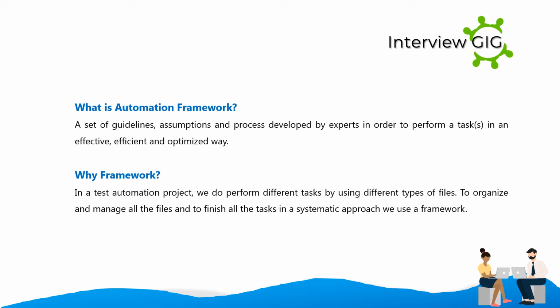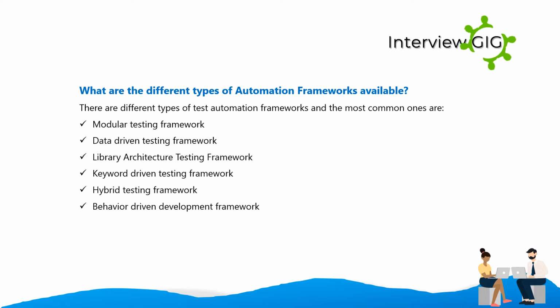What is an automation framework? A set of guidelines, assumptions and processes developed by experts in order to perform a task in an effective, efficient and optimized way. Why a framework? In a test automation project, we perform different tasks by using different types of files. To organize and manage all the files and to finish all the tasks in a systematic approach, we use a framework.